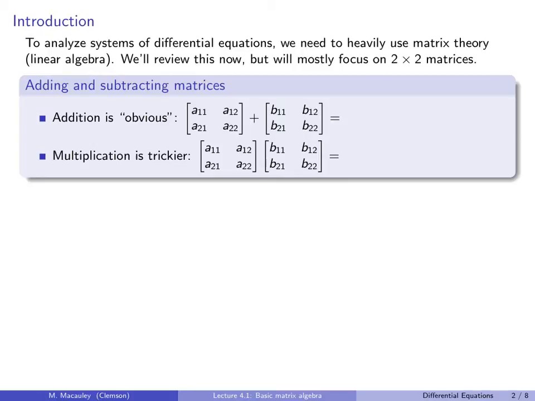Okay, so adding these things up, I think you know how to do this. You just do it component by component. This is A11 plus B11, A12 plus B12, A21 plus B21, then A22 plus B22.